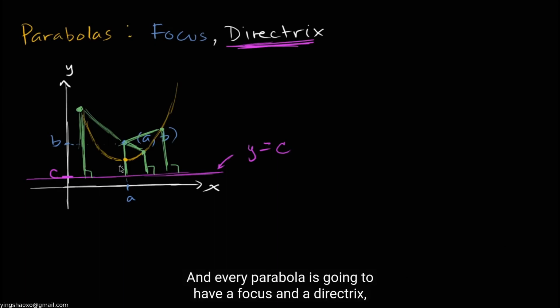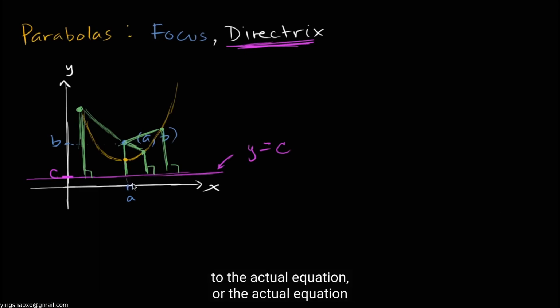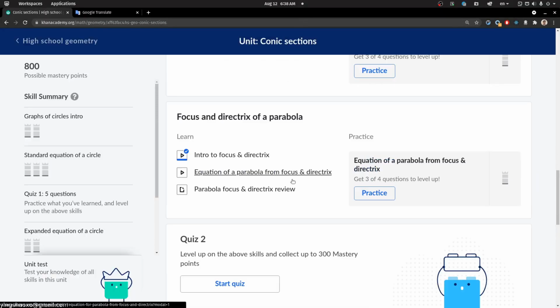So that's all a focus and a directrix is. And every parabola is going to have a focus and directrix, because every parabola is the set of all points that are equidistant to some focus and some directrix. So that's what they are. In future videos, we'll think about how you relate the focus and the directrix to the actual equation for a parabola.